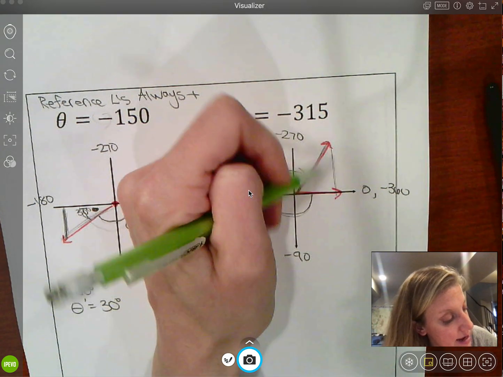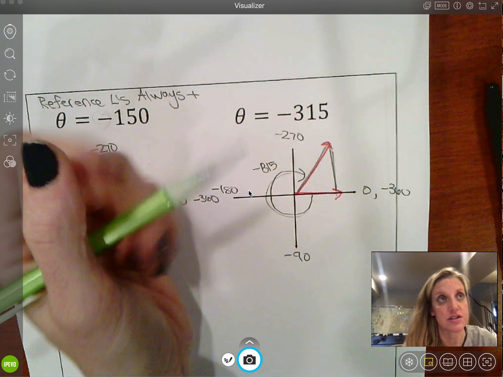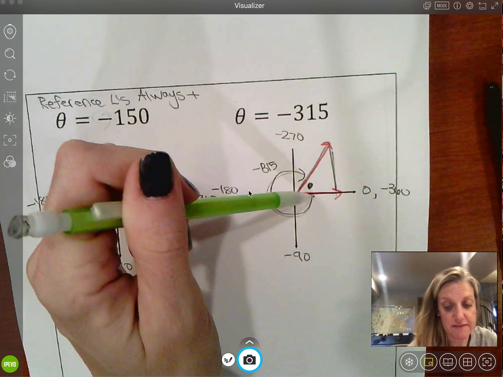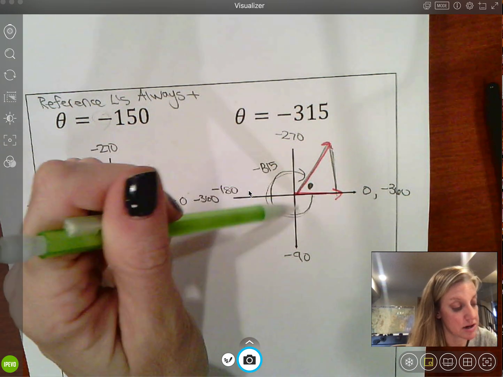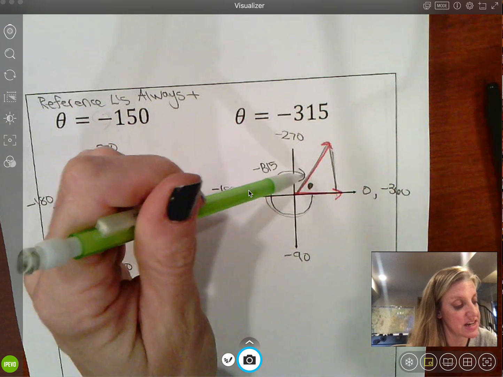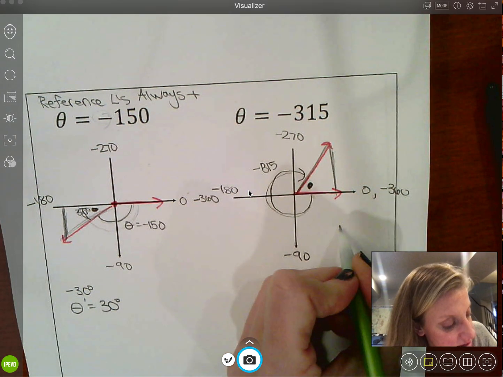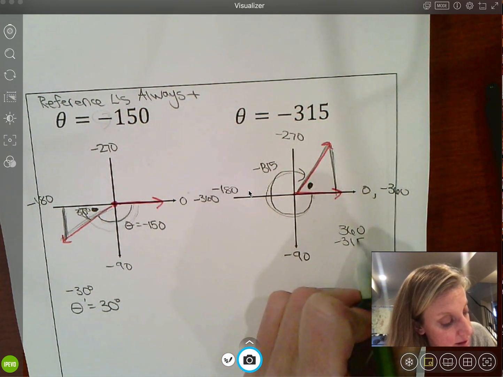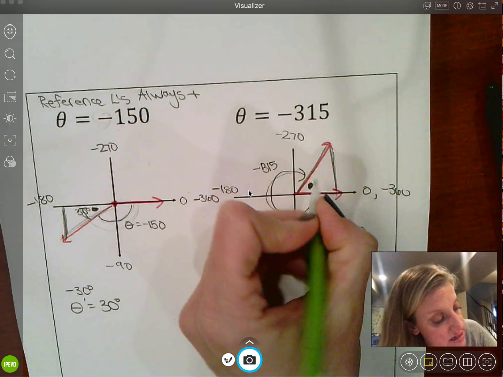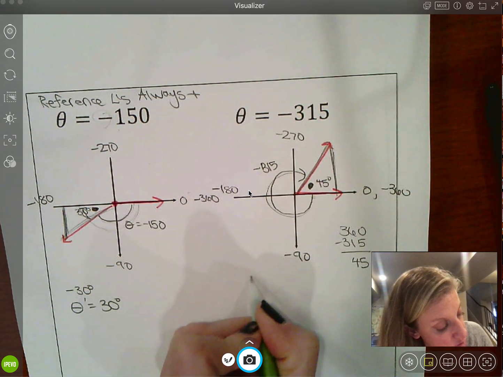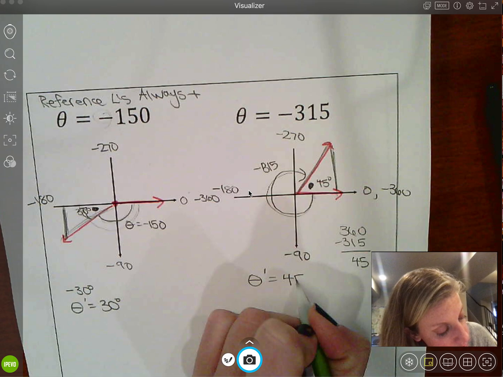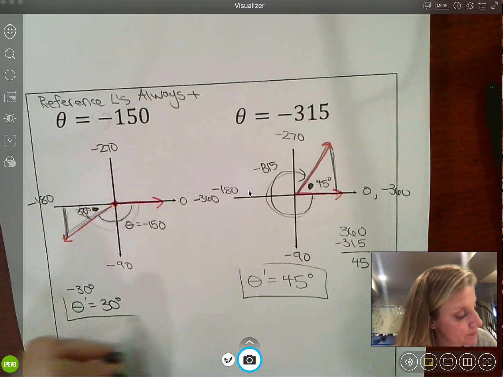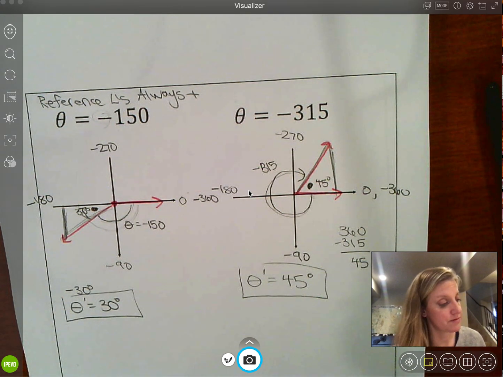And now I'm going to connect the terminal side to the nearest positive x-axis. So the reference angle is right here. All right, if I've gone negative 315 and I want to go all the way around, I'm just going to think of it as positive, even though it's in that negative direction. I don't want to go 360. I only went 315. So that tells me there's 45 degrees left over. So that reference angle, always positive, is 45 degrees. All right. So there are some reference angles.